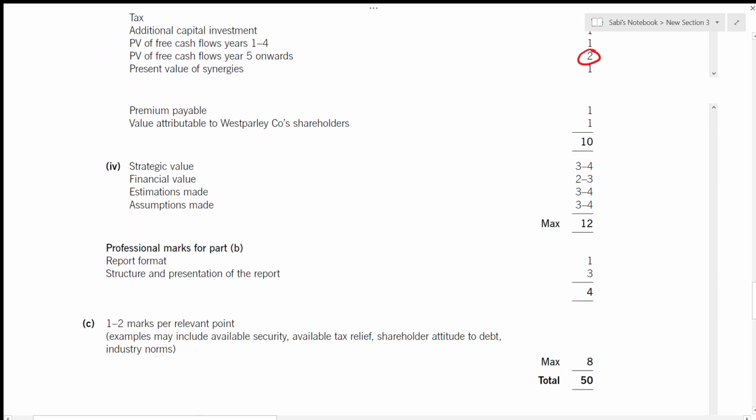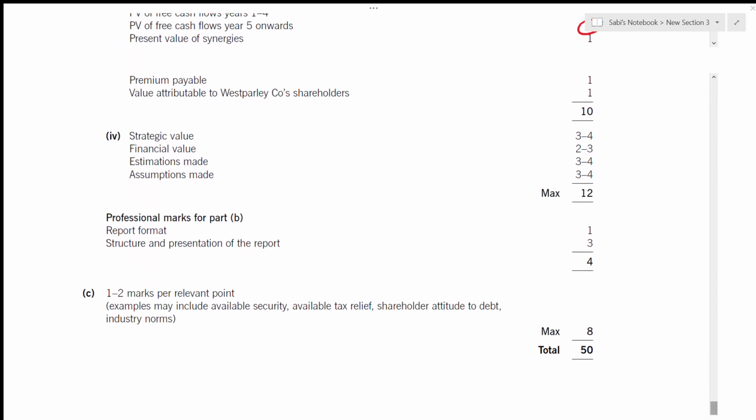And finally, the report. One is the report format, the second is the structure, and the presentation itself is 3 marks. And finally, the C part, which is about the way it is financed. Okay, so security, tax relief, shareholder attitude to debt, all those.